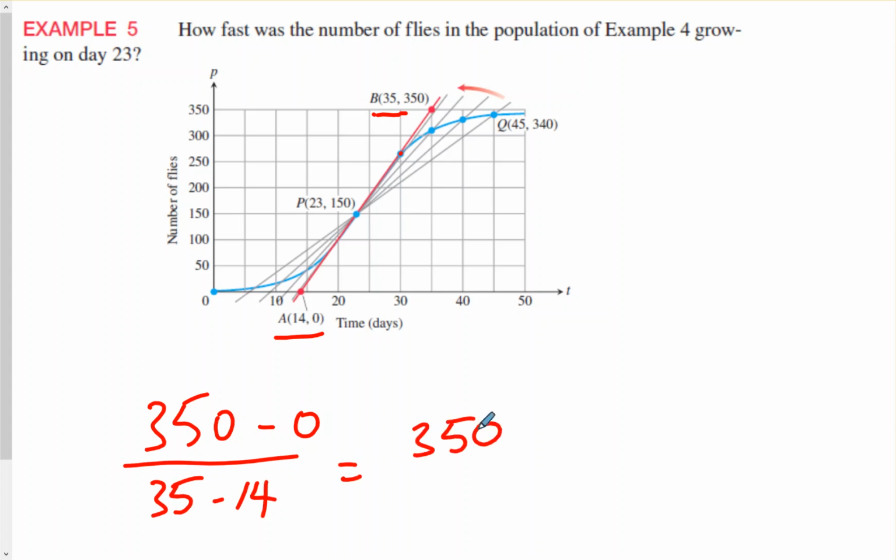One thing to note as you are calculating slope, keep it consistent. So if you do top y minus the bottom y, keep it the same way for the x's. Top x minus the bottom x. Okay. So we have 35 minus 14, that would be 21. And then if we did this on the calculator, 350 divided by 21, it would be approximately 16.7 flies per day.